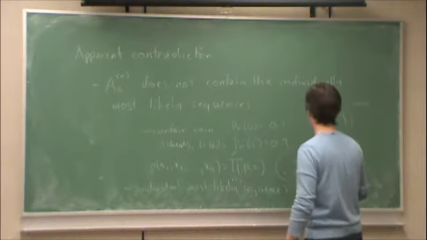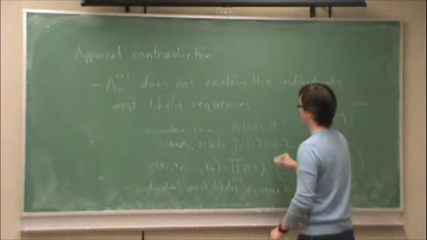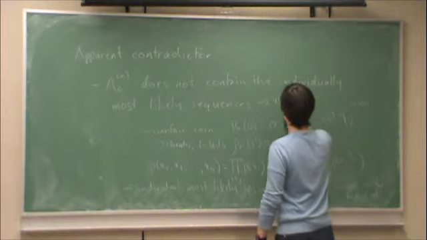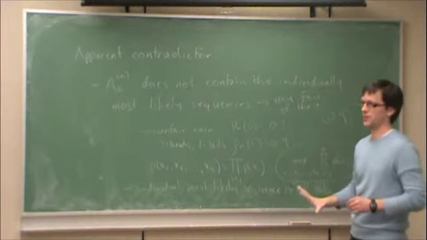So the resolution of this contradiction is that there are very few of these. So we can safely ignore them. Their probability weight is extremely small.